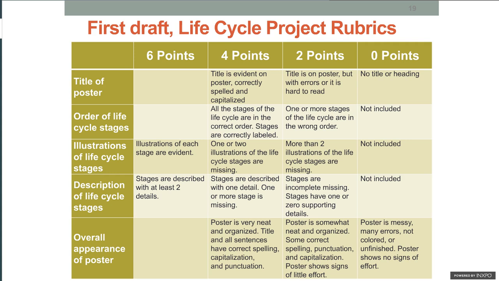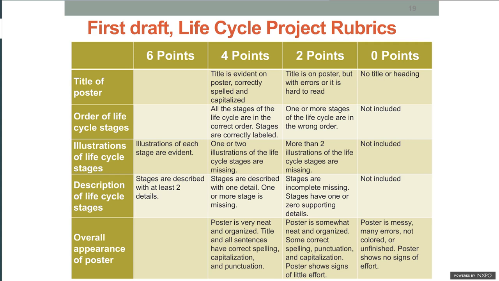And then look in the illustrations of the life cycle stages. They're just counting them. 2 illustrations, 3 illustrations. Well, what if you have an illustration but it's not helpful? Like maybe it doesn't actually illustrate what the animal was doing at that stage of the life cycle. The point isn't just having the illustrations. The point is that they help you communicate what's going on with the animal at that stage.